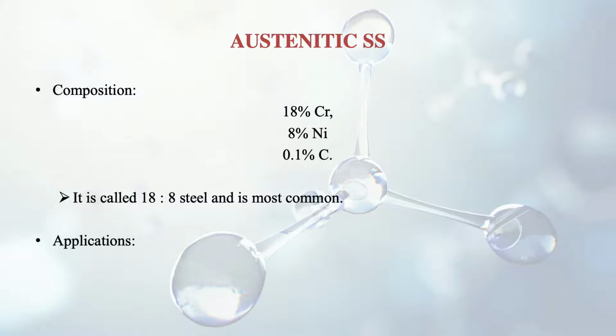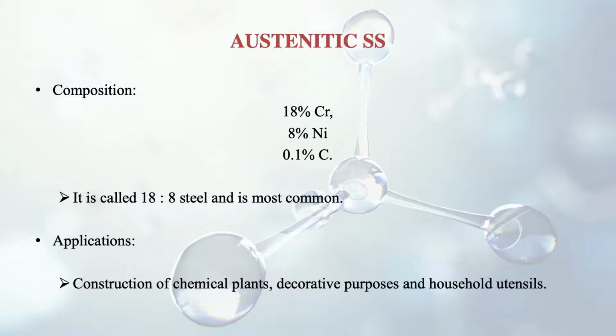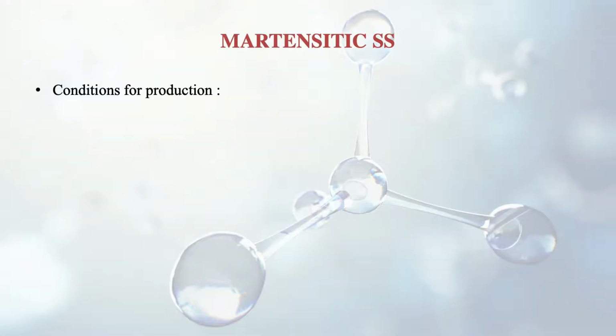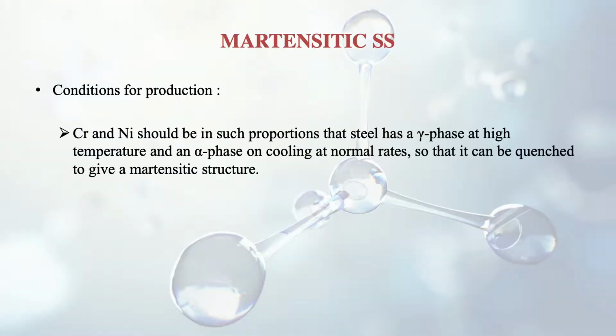Its applications are in the construction of chemical plants, decorative purposes and household utensils. You see in your kitchens, these things are made of austenitic SS, and even in chemical plants, if you see the different kinds of material storing boxes, these are also made of austenitic SS.